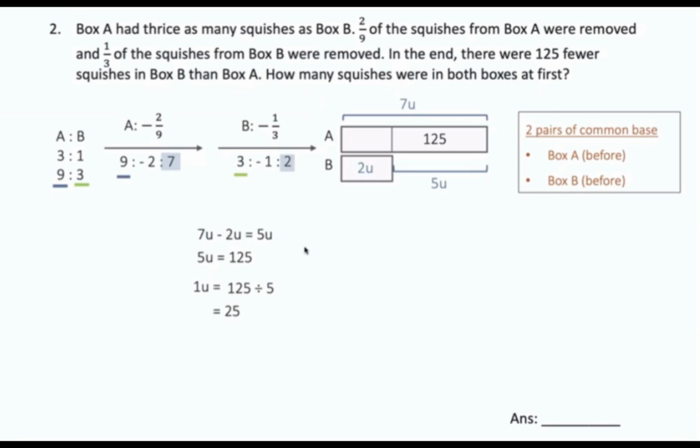1 unit is equal to 25. Now, always remember to read the question again after you got the value of 1 unit. How many squishies were in both boxes at first? So they're talking about A and B at first, which is this at first, 9 plus 3. So it's 12. So 12 times 25, and that's the answer. Okay? Good. Now, question number 3, everybody.